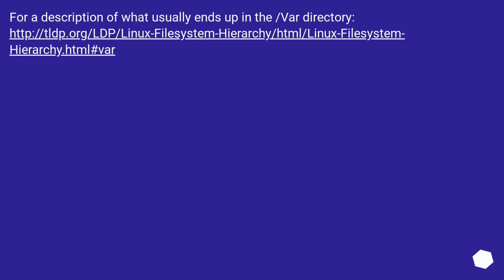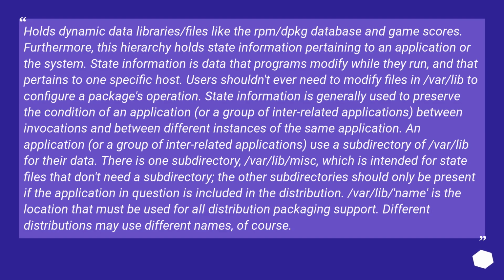For a description of what usually ends up in the /var directory, see this URL. /var/lib holds dynamic data libraries/files like the RPM/dpkg database and game scores. Furthermore, this hierarchy holds state information pertaining to an application or the system. State information is data that programs modify while they run, and that pertains to one specific host.